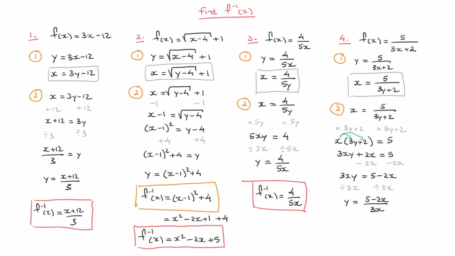And as such, we're done. We've now made y the subject, and we can define this function's inverse function, inverse f of x, equals 5 minus 2x over 3x. And that's the final answer.